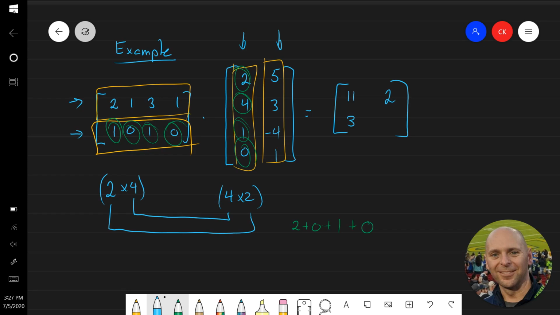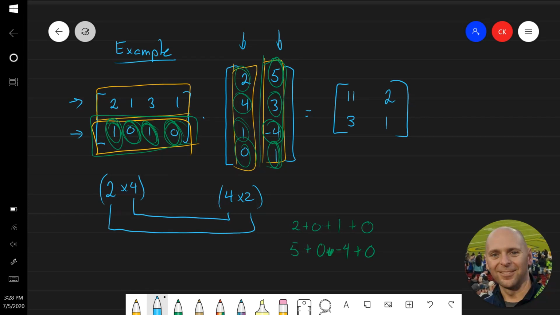And now we've got our last one, where we take our second row times the second column. Again, working through the arithmetic, I've got 1 times 5, which is 5, plus 0 times 3, which is 0, plus 1 times negative 4, which is negative 4. So this will be minus 4. And then I end up with 0 times 1, which is 0. So plus 0. Adding all that up, you see that we get 1. So our last element here is going to be 1.